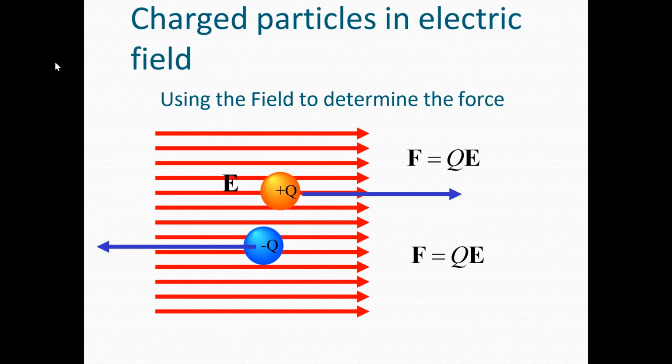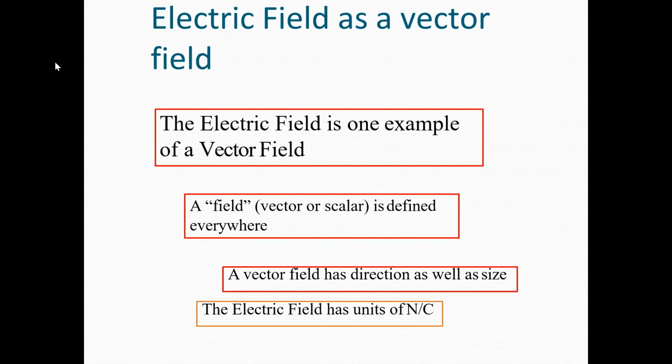Charged particles in an electric field. Using the field to determine the force. For a positive charge, it is moving towards the right side, F equal to QE. For a negative charge, it is moving to the left side, F equal to QE. The magnitude is the same, but the direction is opposite.